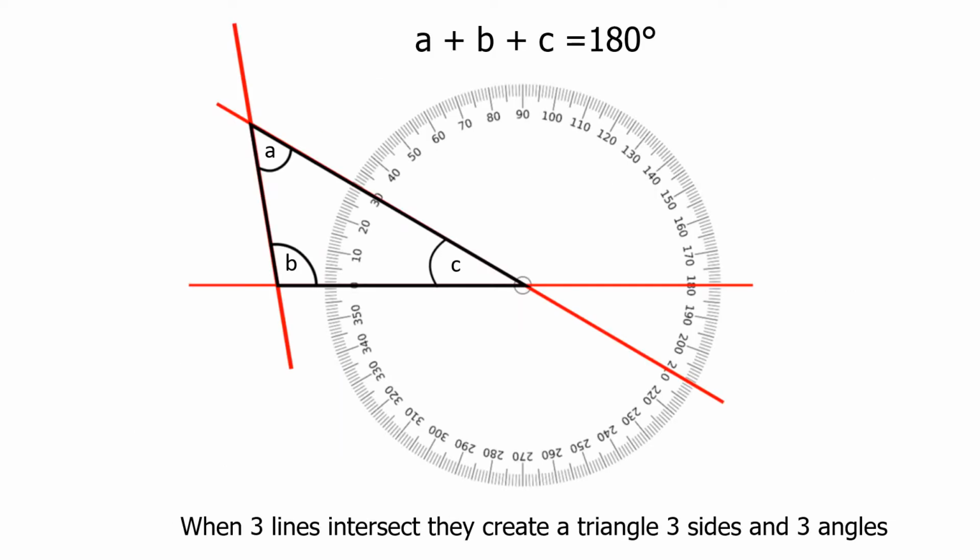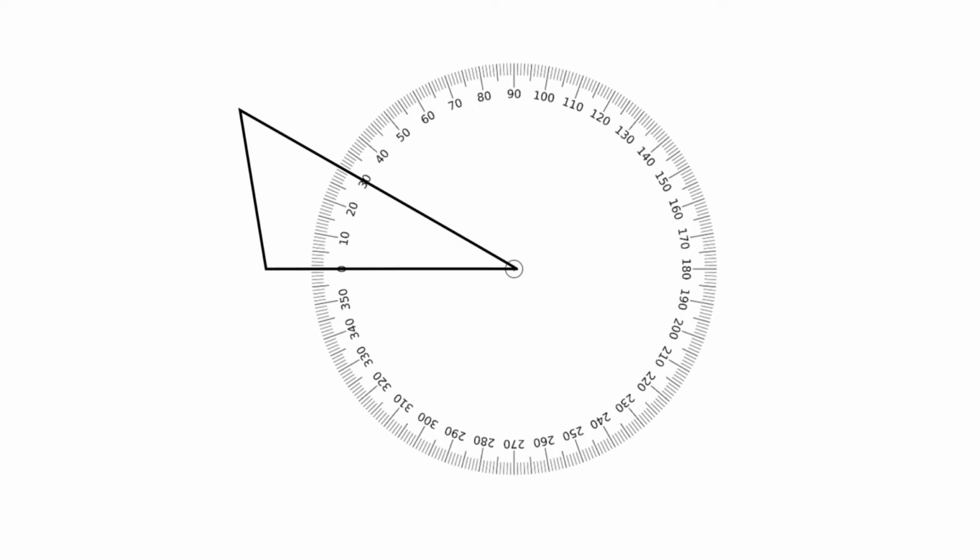If we have three intersecting lines, we create a triangle. Another important phenomena to remember is that all three angles of any triangle always add up to 180 degrees, which is half the way around the circle, 360 degrees divided by 2. Here we can see that I've trimmed off the edges and now I have a completed triangle.